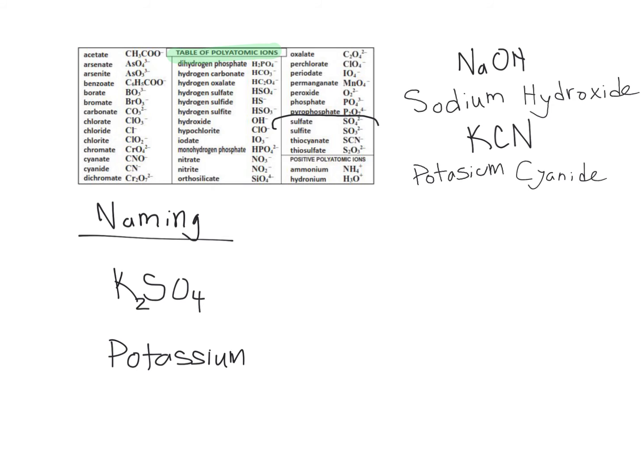Pay particular attention to this 4. Because over here, you will see there is one with a subscript of 4, that's sulfate, and one with a subscript of 3, that's sulfite. They are different ions, so pay careful attention to that because that is a common mistake that I see. In this case, we have a 4, so I know that I am working with sulfate. And so I'm going to write that down, potassium sulfate.